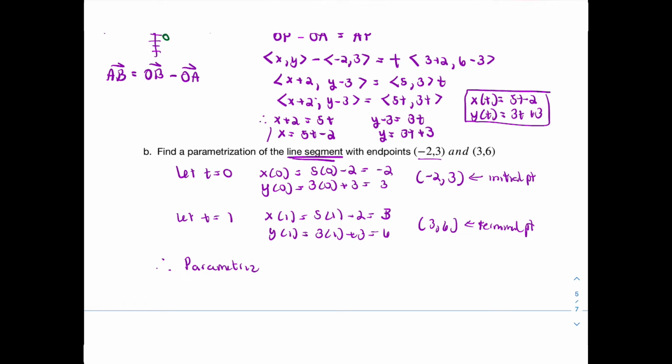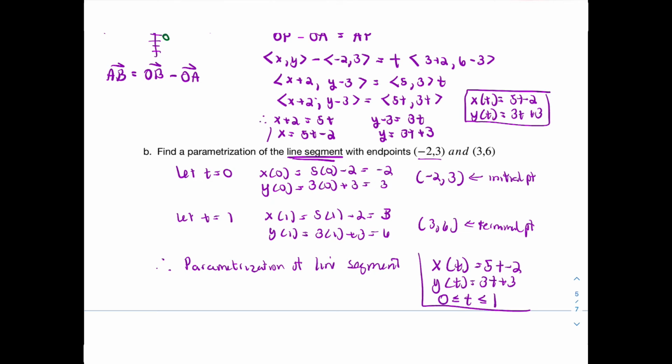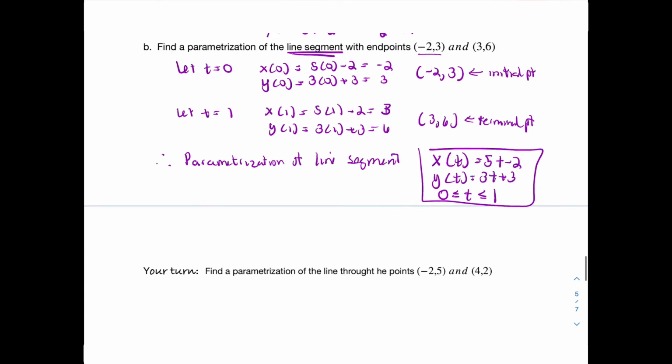So I know that the parameterization of this line segment with these endpoints would be x of t is equal to 5t minus 2, and y of t is equal to 3t plus 3, where t is between 0 and 1. So 0 is less than or equal to t, which is less than or equal to 1. And you're done with that type.